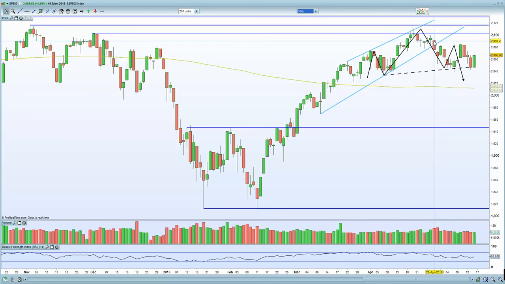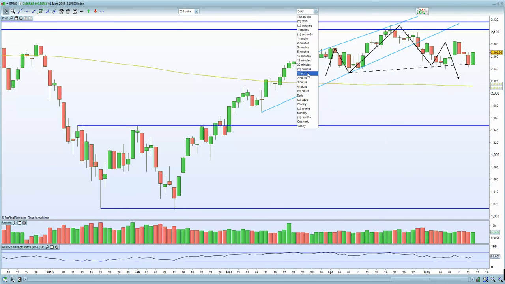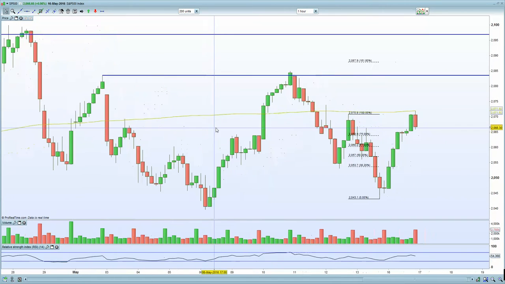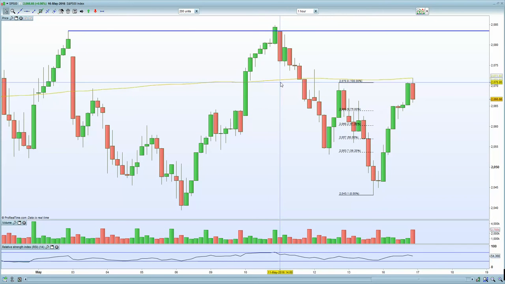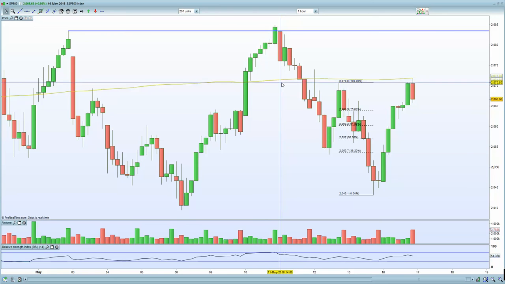But regardless, we still are in an H&S formation until we take out the pivot high at 2085. The bias still remains bearish given the H&S formation. Now let's go over to the 60-minute chart. The 60-minute chart certainly has held that resistance at 2070. We hit a pivot high of 2071 or 2072.